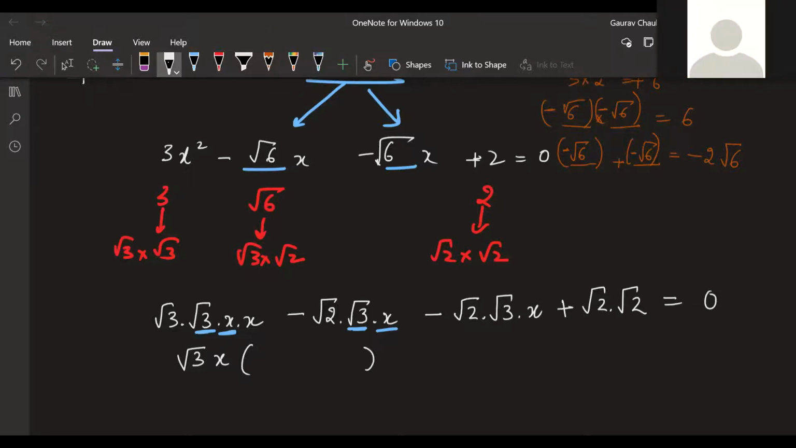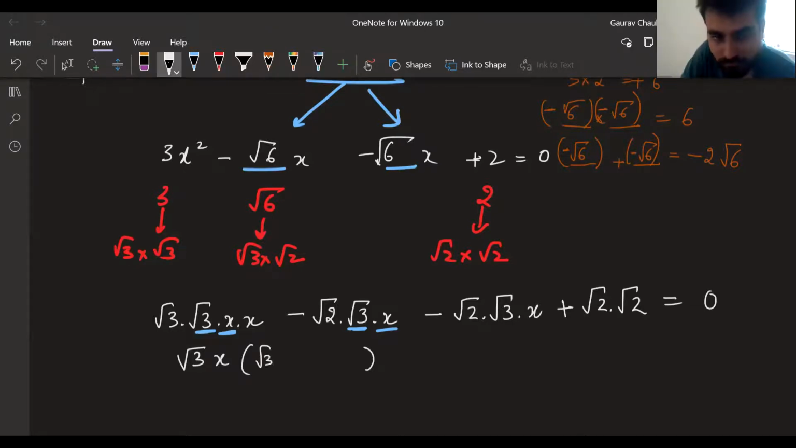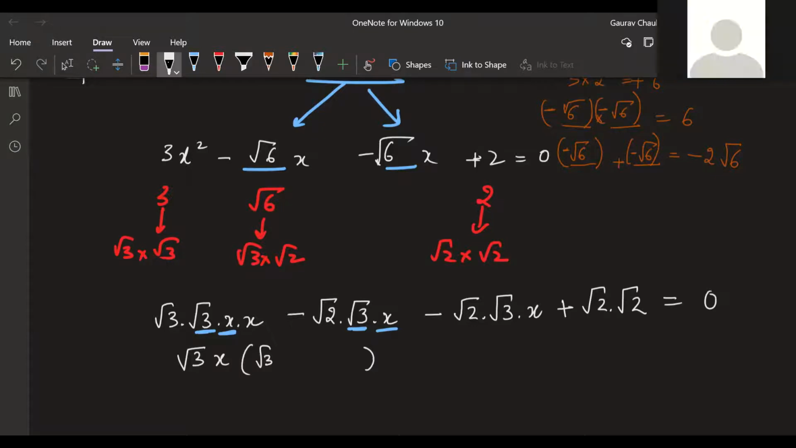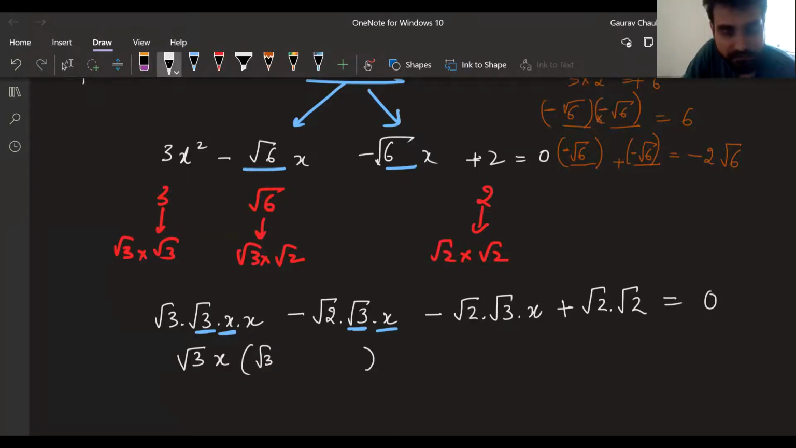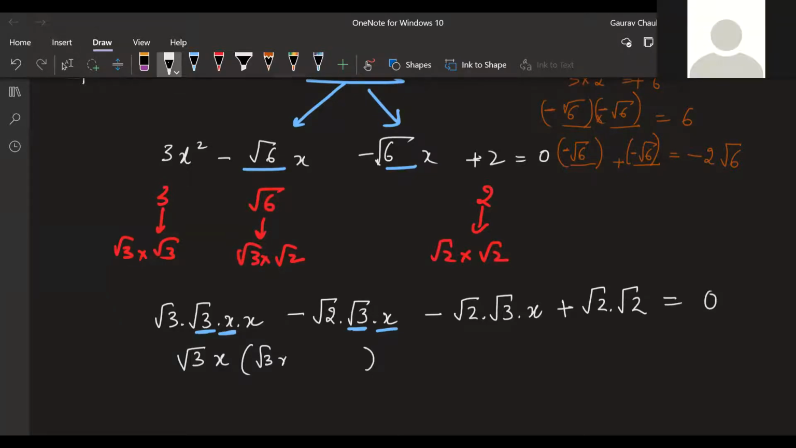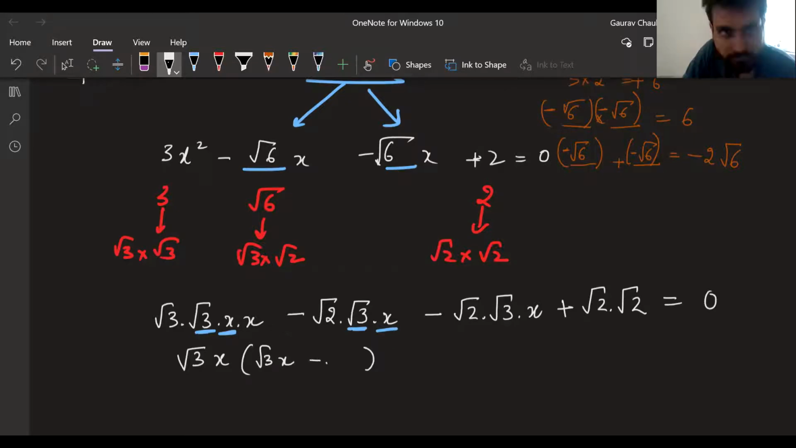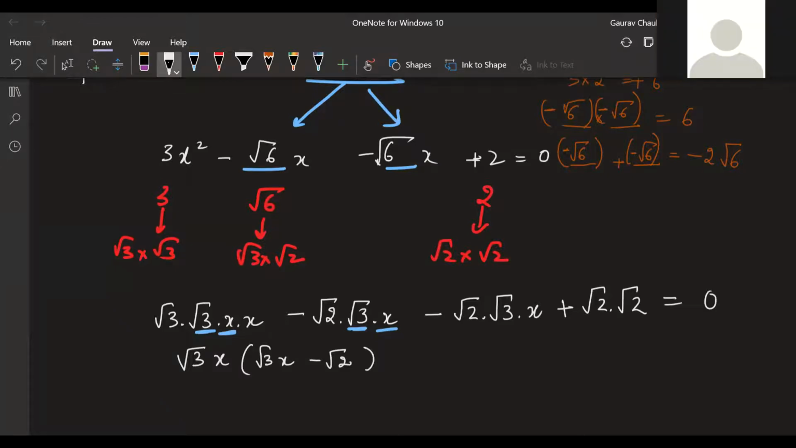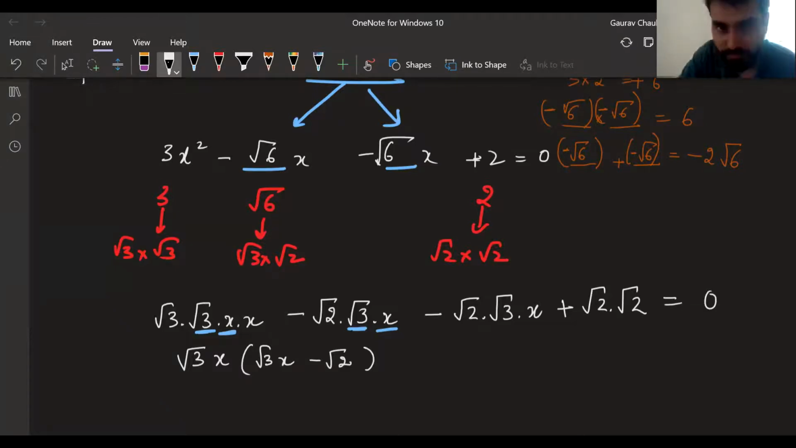Again, root 3 and minus root 2. Dikshit, is something missing in the first term which we have not yet taken care of? Sir, x. So root 3x minus root 2. Okay. We good, Dikshit? Yeah, sir.